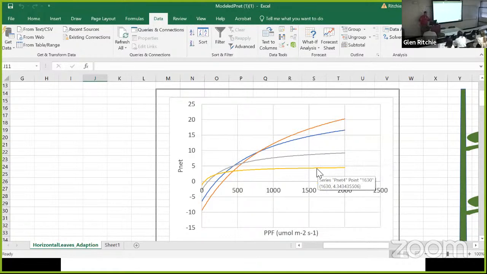No matter how you run this model, generally that's the pattern that you find in this case: the models that work the best have a combination of leaves that are adapted to high light levels and low light levels. So, play around with this a little bit.